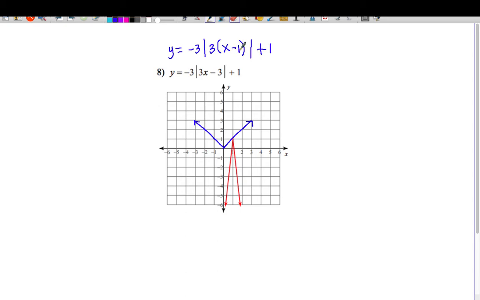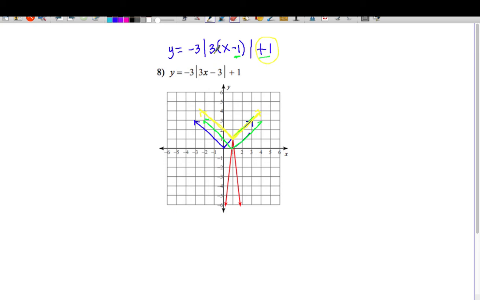Then the minus 1 here will result in a horizontal translation. So the blue line is translated 1 unit to the right because of this. And then this plus 1, we are going to move the graph upwards by 1 unit. So we'll end up here, because of this plus 1.